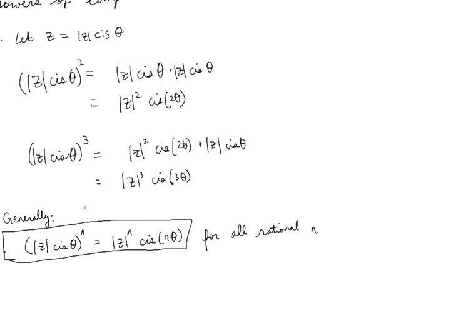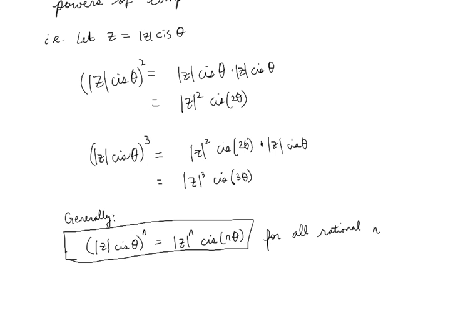So in general, we can generalize this, and as we keep raising this to the power of n, you'll notice that this n becomes this number, and this number also becomes this number. So we have this formula here. This is de Moivre's theorem, and this says that if I raise a complex number that's in polar form to the power of n, then I can take the magnitude of my original number, raise it to the power of n, multiply it by cis of the original angle times n. And this is true for all rational numbers n, where n is an element of Q.